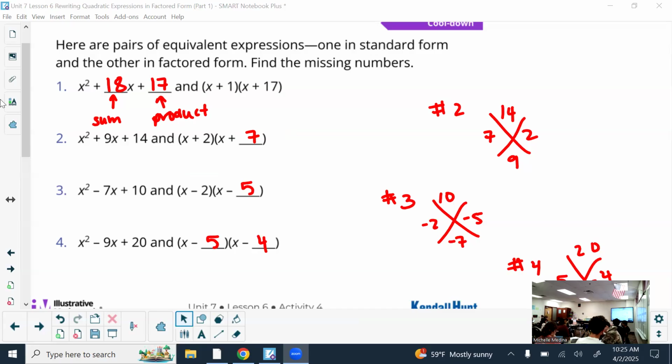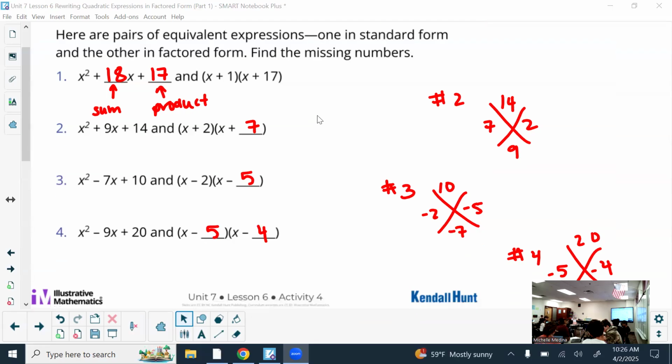So for number 2, I set up my diamond. I figured out what multiplied to 14 and added to 9 was a positive 7 and positive 2. They already gave me the 2, so I know this blank has to be the 7. This is similar to what will be on your quiz, filling in blanks.